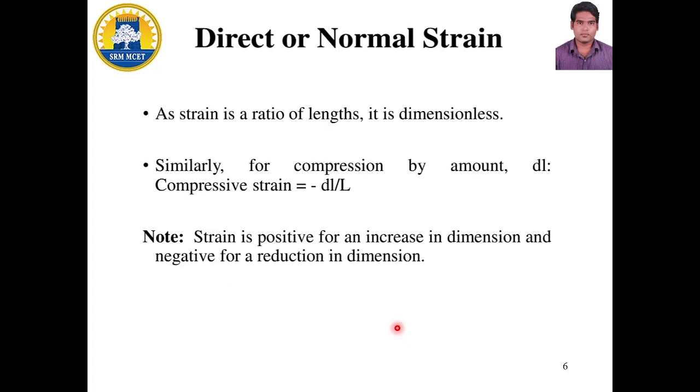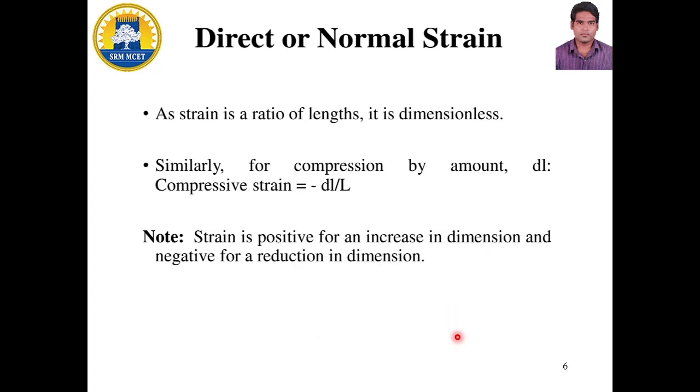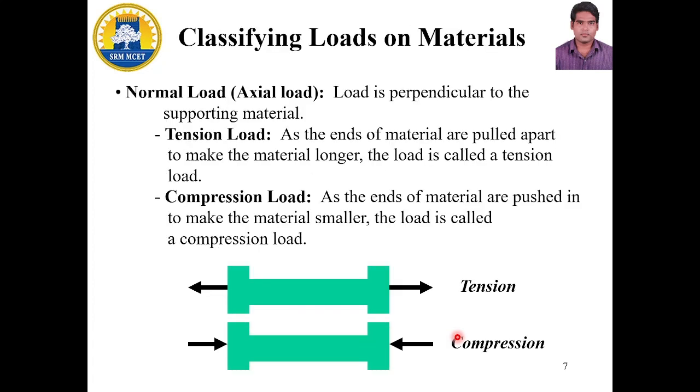Similarly, we know that the strain is the ratio of the length. Therefore, it does not have any unit. It is dimensionless. So for the compression stress, the strain will be negative, since there will be a reduction of the length.